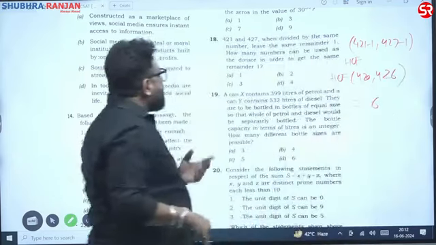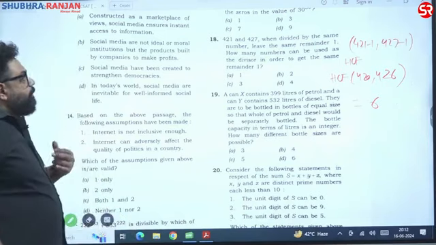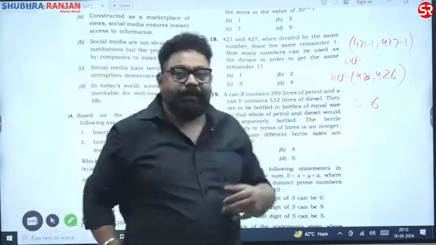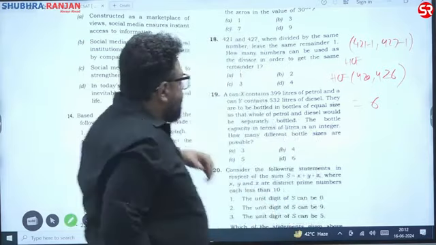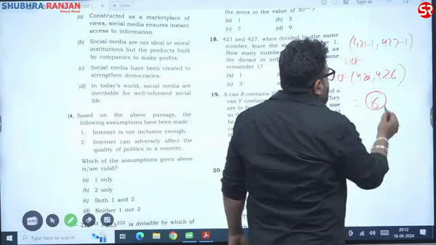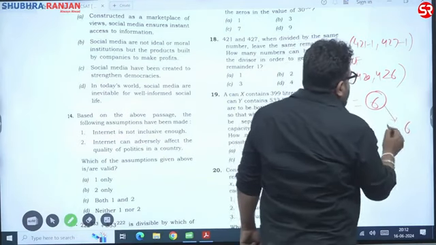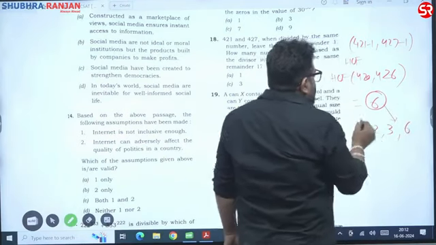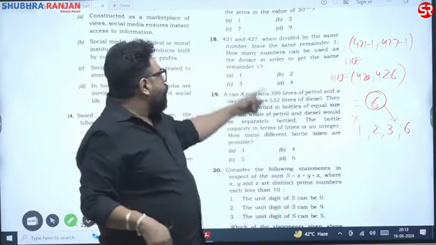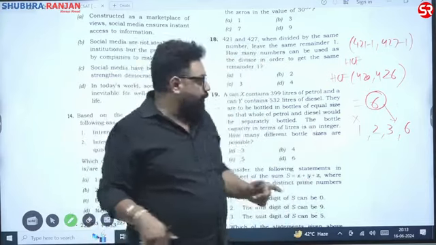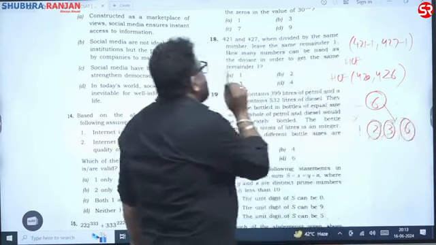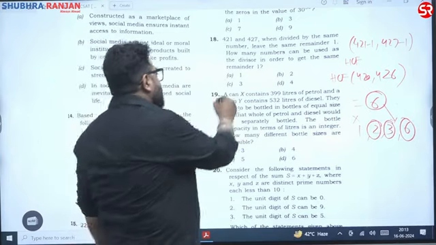All right, but then he says how many numbers can be used as a divisor in order to get the same remainder 1. So not only 6, one of the numbers is going to be 6, but factors of 6 would also matter. So how many factors of 6 are there? 6, 3, 2 and 1. We would ignore 1 because when 1 divides 421 the remainder is 0, and when 1 divides 427 the remainder is 0. The remaining 2, 3 and 6, when they divide 421 and 427, the remainder would be 1. Answer is 3.